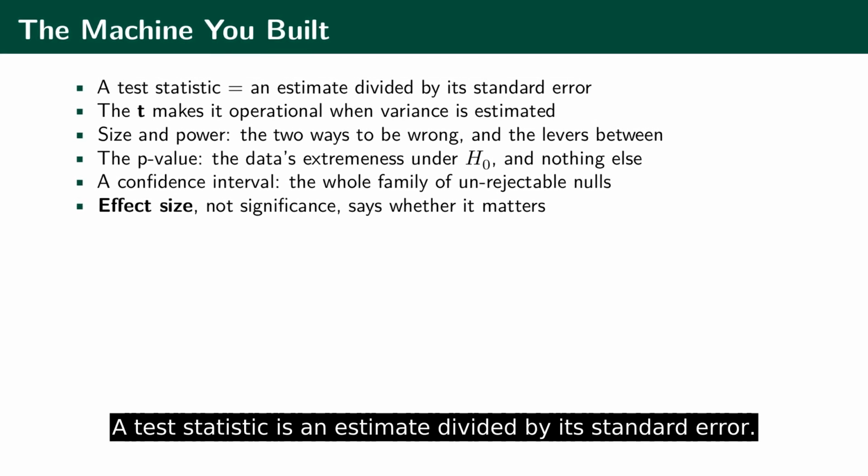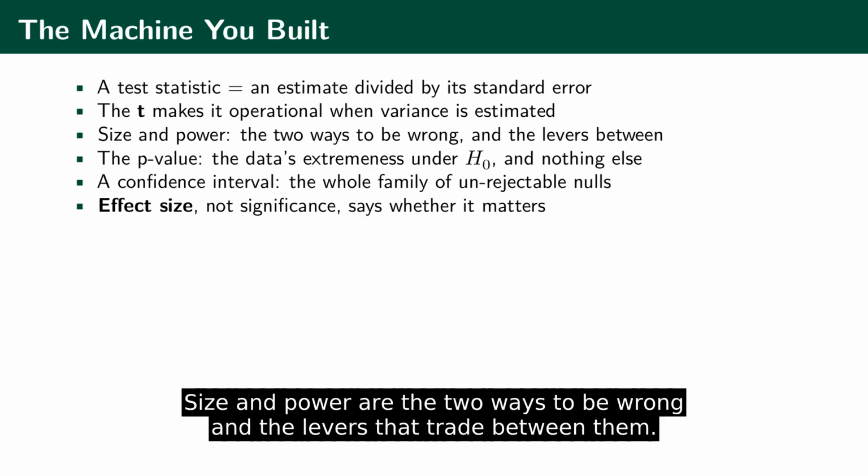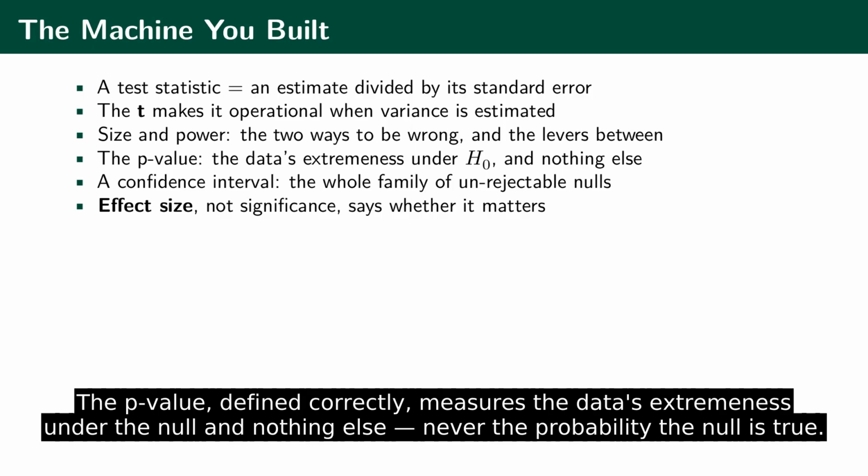A test statistic is an estimate divided by its standard error. The t-statistic is that idea made operational when the variance must itself be estimated, leaning on the central limit theorem from chapter 1.4, finite sample. Honest through the t-distribution, and normal again in the limit. Size and power are the two ways to be wrong, and the levers that trade between them.